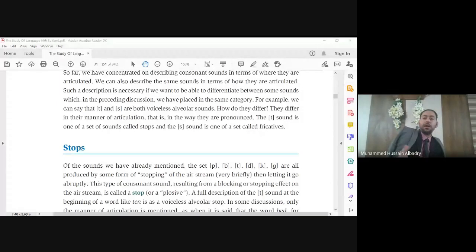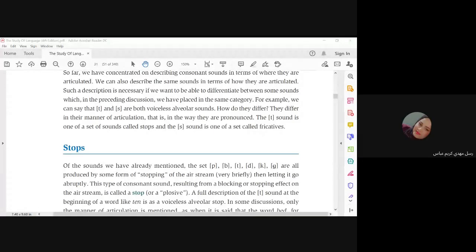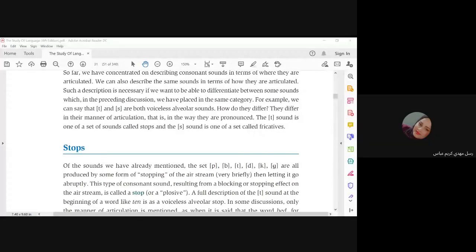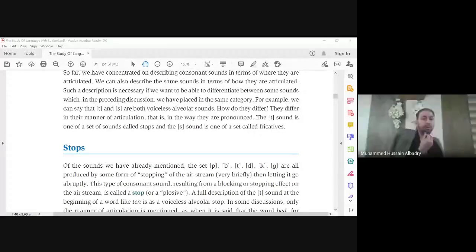Can you prove that? Prove to me that T or P is a stop. Cat. Prove to me how it is a stop. How can I know? Explain. How P is a stop. How T is a stop. Yes. Thank you so much.